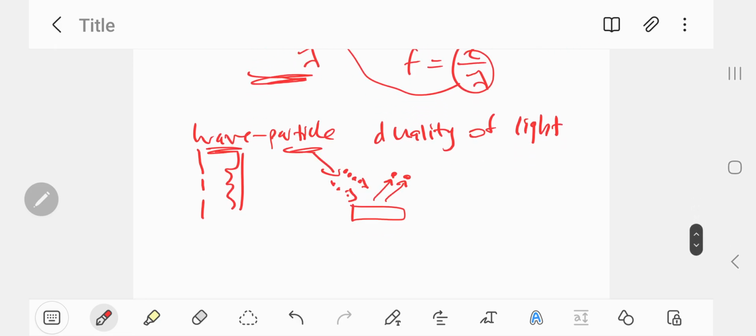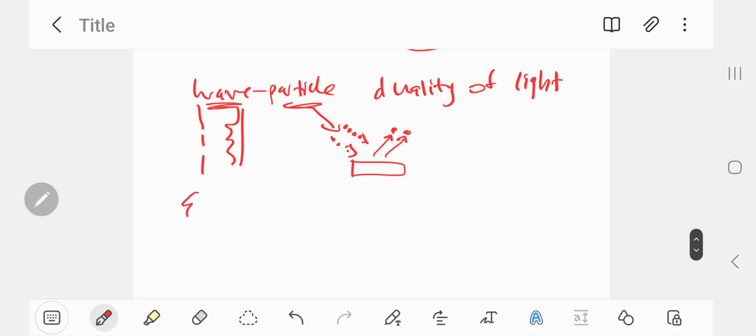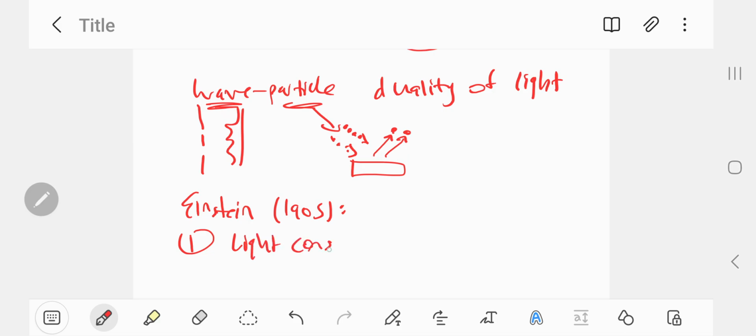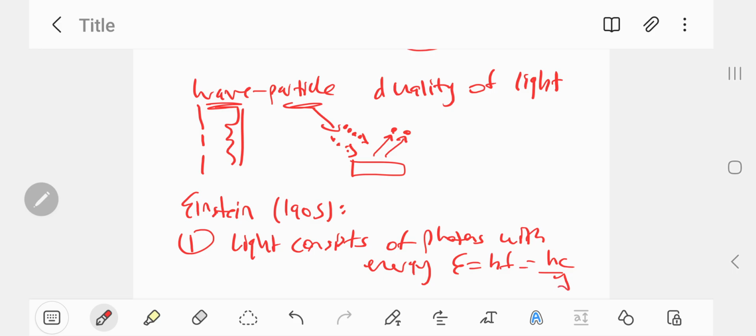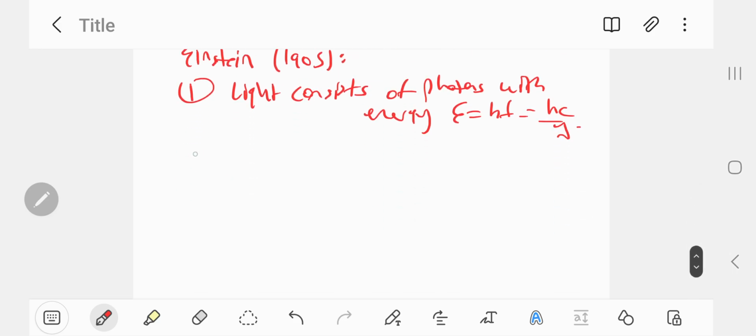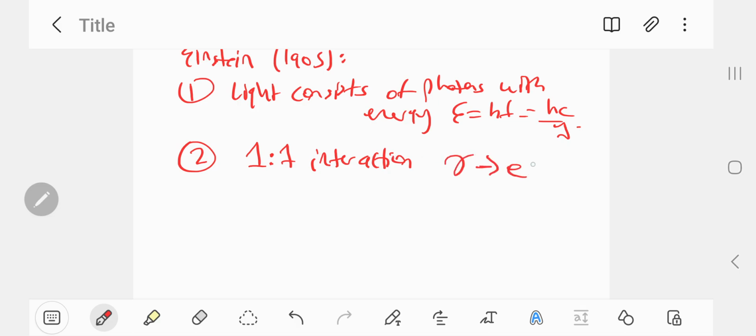And to explain the photoelectric effect, Einstein made three assumptions, back in 1905. First assumption is that light consists of photons, as I mentioned before, with energy given by E equals hf, which is equal to hc over lambda. Second assumption, there is this one-to-one interaction between photons and electrons. In other words, for every photon that comes in, one electron is emitted.